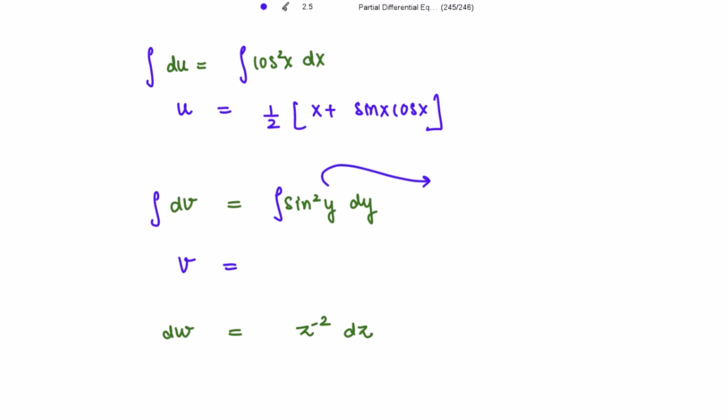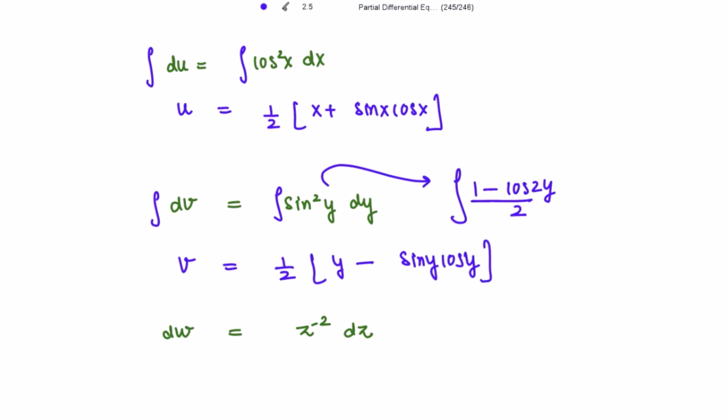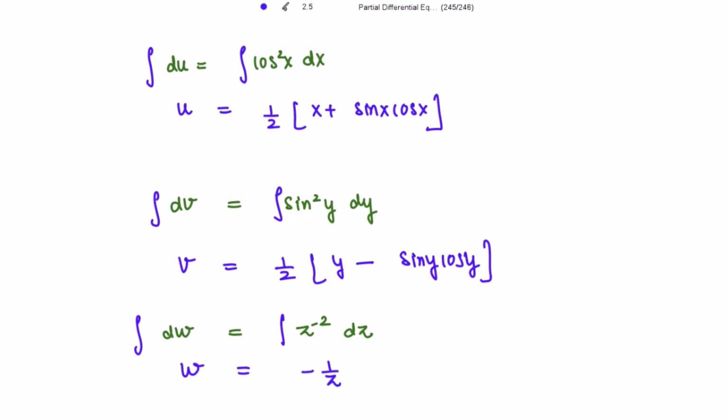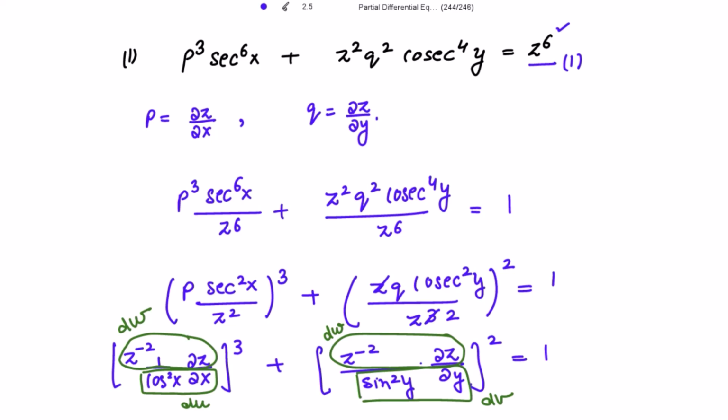If I take sin²y to be, by formula, 1 minus cos double the angle divided by 2, then when integrating this, by symmetry, we are getting 1/2 (y minus sin y cos y), right? So from here we are getting w to be equal to, when integrating, minus 1 divided by z. So we have got our three values of u, v, w in terms of x, y, z.